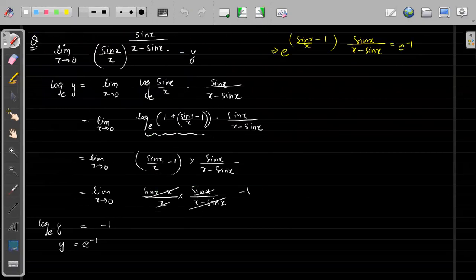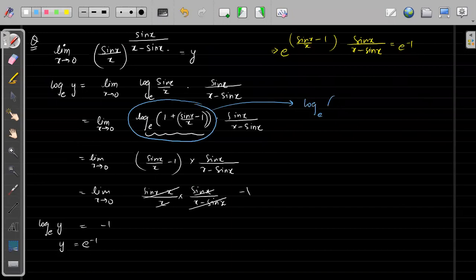Yes, so this part I'm writing again. Suppose you have log base e of 1 plus (sine x upon x minus 1), right? This is the limit as x tends to 0. As x tends to 0, this term tends to 0, because sine x by x tends to 1, minus 1 will be 0. So this whole term tends to 0.